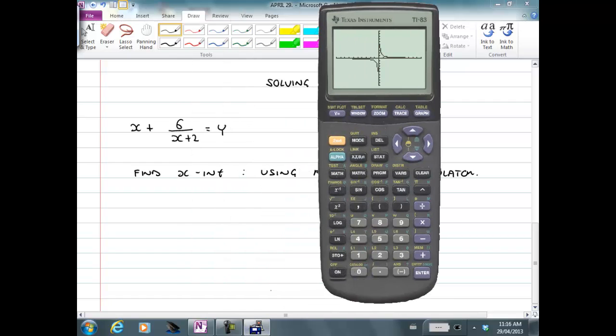First question a lot of students ask is, what is my window range? My answer to that is, I don't know. I kid you not, I don't even know what the window range is. Every question is different. I personally like to put it at -10 and +10 for X-min.